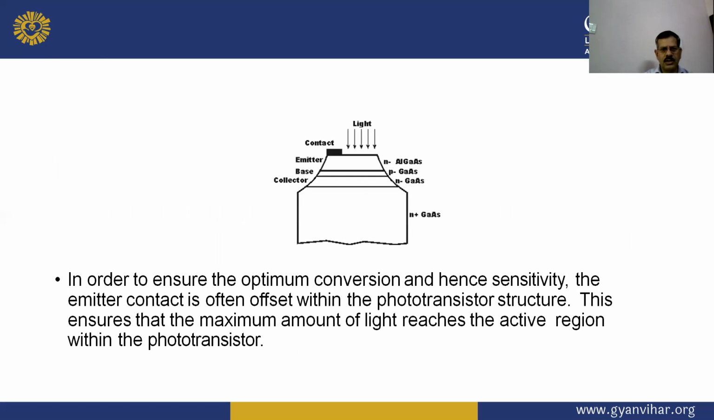In order to ensure optimum conversion and hence sensitivity, the emitter contact is often offset within the phototransistor structure. This ensures that the maximum amount of light reaches the active region within the phototransistor. So this is also a structure of a phototransistor in this diagram.